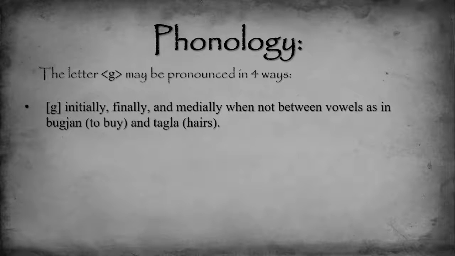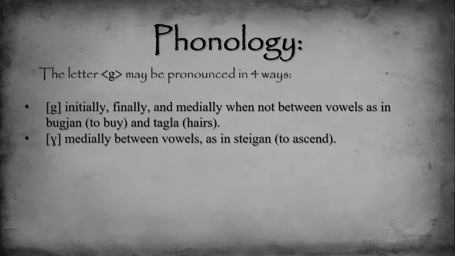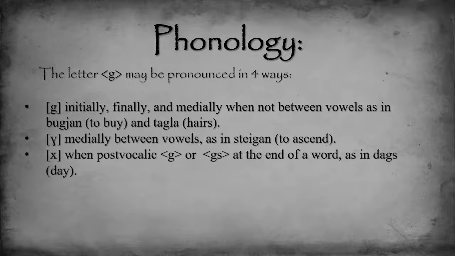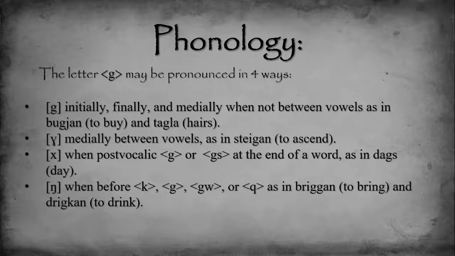G initially, finally, and immediately when not between vowels, as in bugjan, to buy, and tagla, hairs. R immediately between vowels, as in steigan, to ascend. Ch when post-vocalic G or GS at the end of a word, such as dags, meaning day, and nga when before K, G, GW, or Q, as in briggan, meaning to bring, and drigkan, meaning to drink.